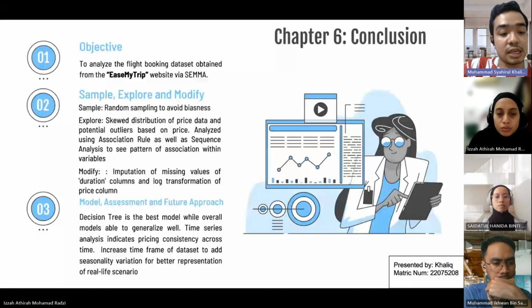Time series analysis indicates pricing consistency across time. In the future approach, we have to increase the time frame of the data set to add seasonality variation for a better representation of real life scenarios. That is all from us.